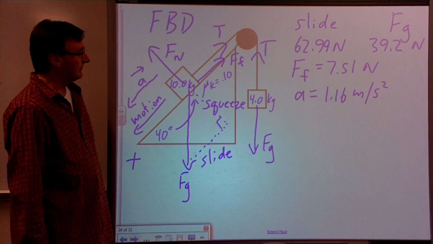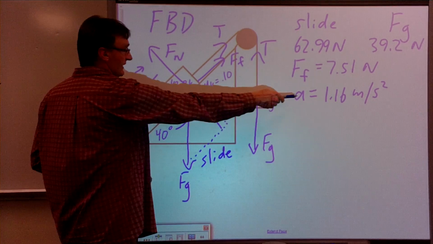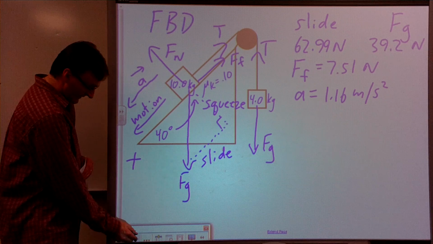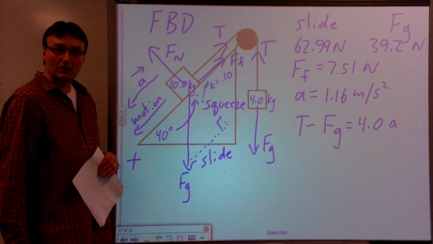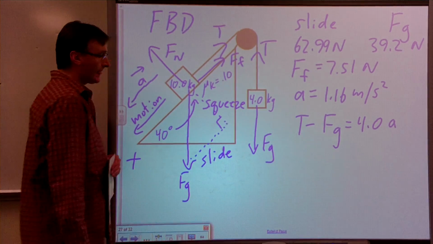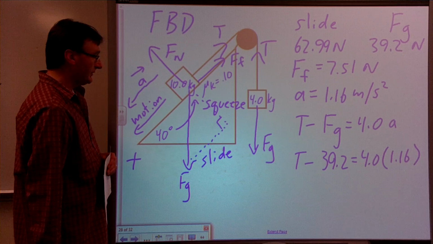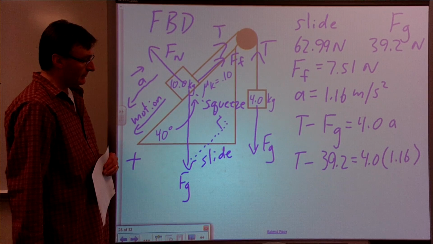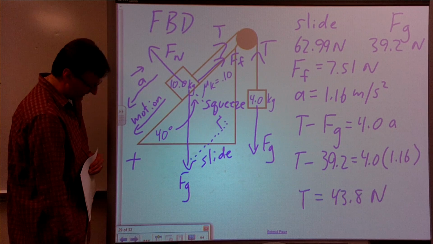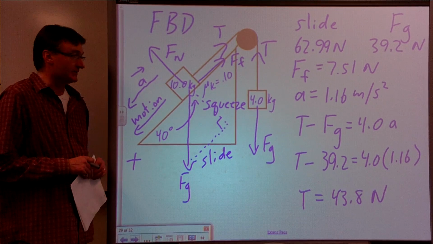We need to determine the tension in the string. So once we have our acceleration, then we can go back to one of our force equations. And this would be the easiest one to use now. The tension minus Fg from this one here has to equal 4A. And if you put the numbers in there, we get tension minus 39.2 equals 4.0 times the acceleration. And so we get tension equals 43.8 newtons.